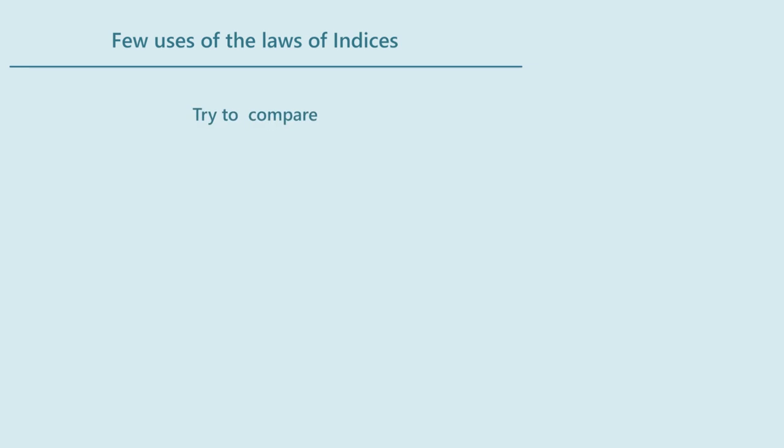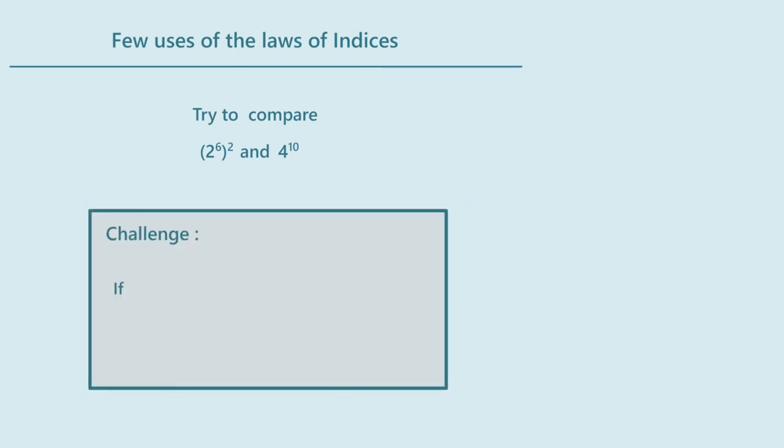Now, can you try to compare and decide which number is greater among (2^6)^2 and 4^10? Can you try to solve a challenge: if 9^(2n minus 1) is equal to 27^(n plus 2), find the value of n.